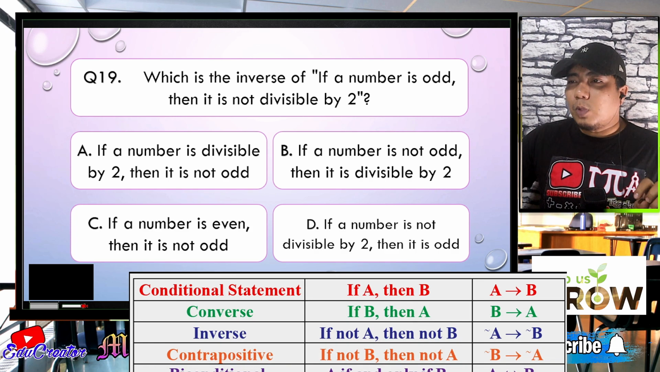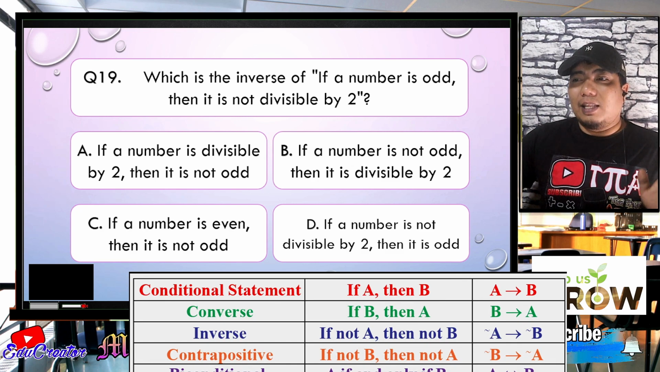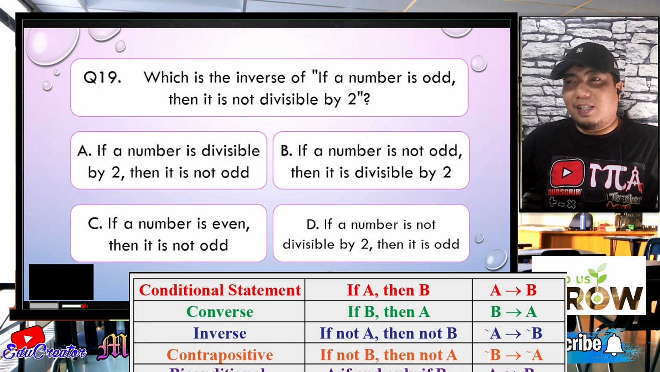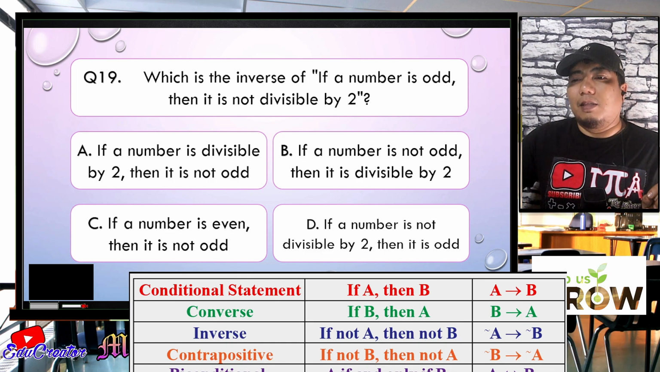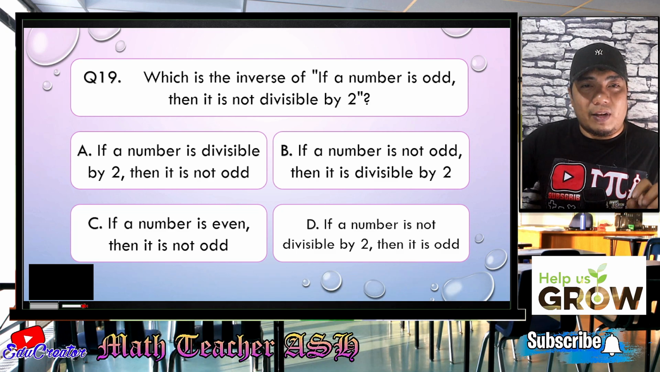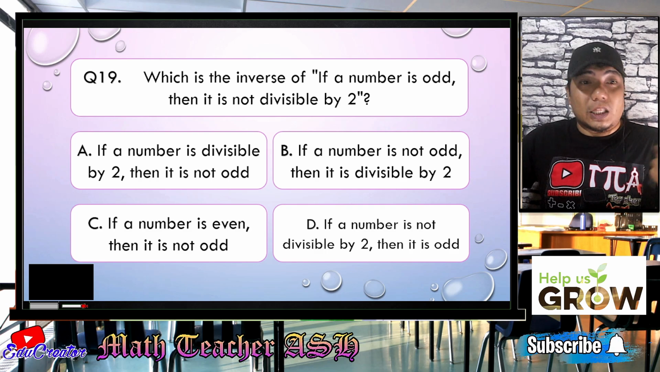All right, so we are finding the inverse. In the inverse, it is just the negation of both A and B with the same context. So we have, if not A, then not B. We just need to negate the first statement, then also negate the second statement. So how do we do that? If a number is odd, then in negation, that would be, if a number is not odd.